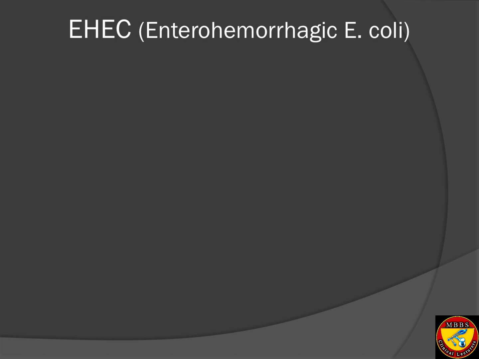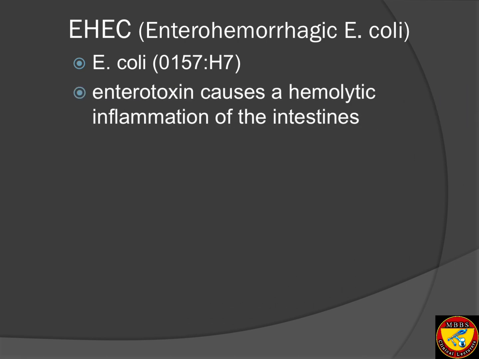Now coming to another toxigenic disease, enterohemorrhagic E. coli, which is also called E. coli O157:H7. It's a very well-known strain of E. coli because it releases an enterotoxin that causes a hemolytic inflammation of the intestines. And it results in bloody diarrhea, or it causes dysentery.